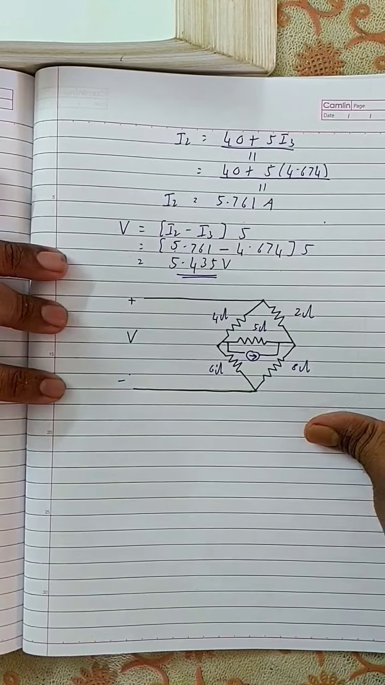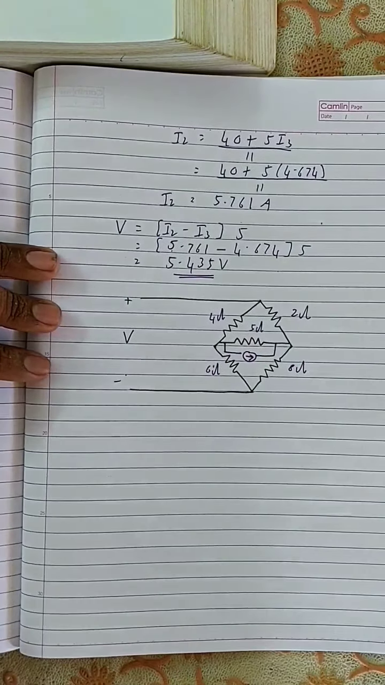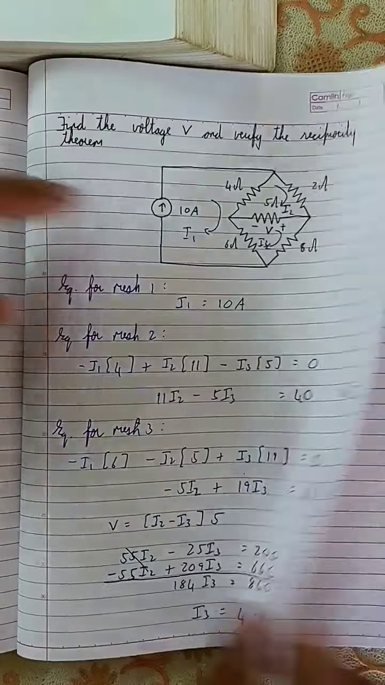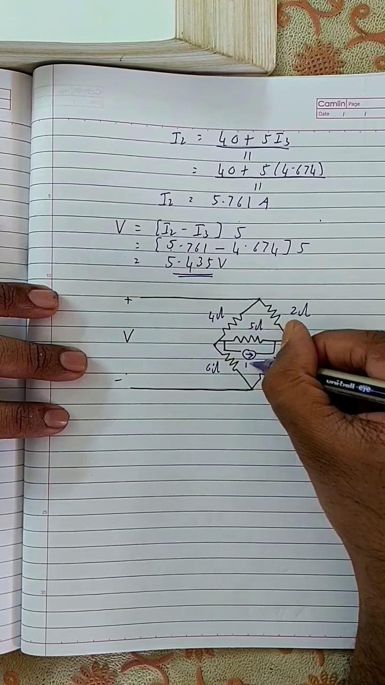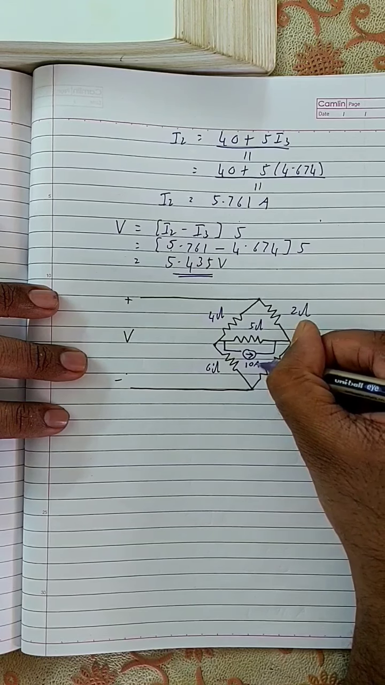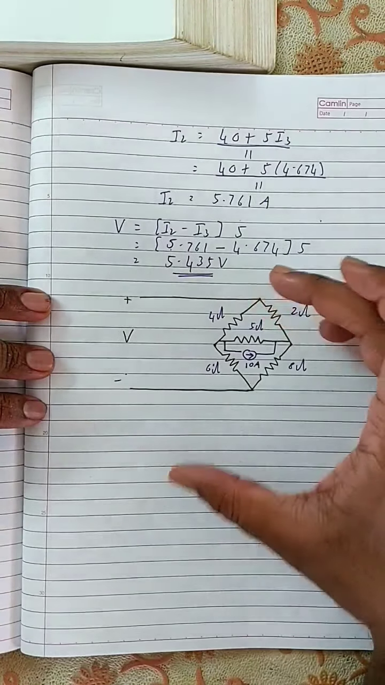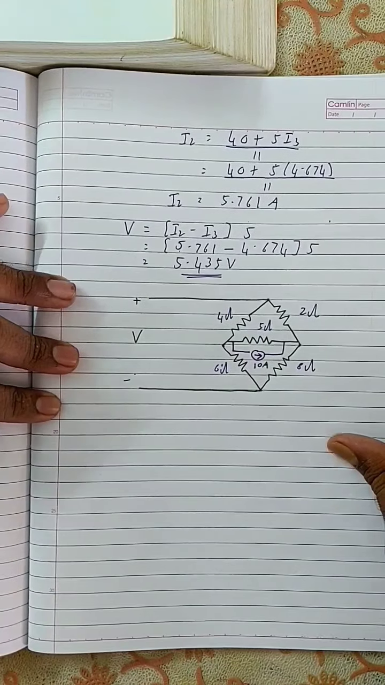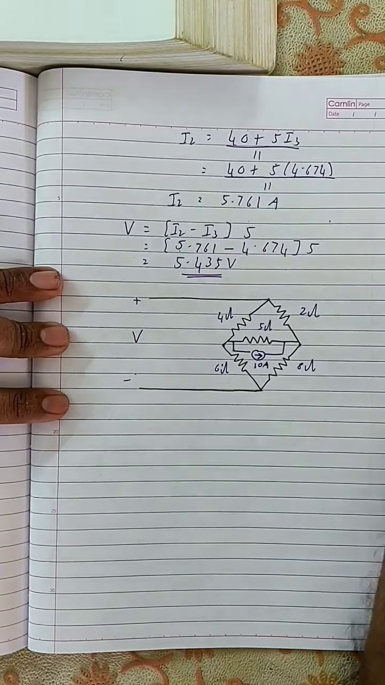Now here I need to find the value of I. What is the value of the current source? The value of the current source is 10 amperes. So 10 amperes is the current source over here. When you're drawing in your book, make sure the diagram is a little bit bigger. I hope you can see this diagram very clearly. All right, so let's do this question.